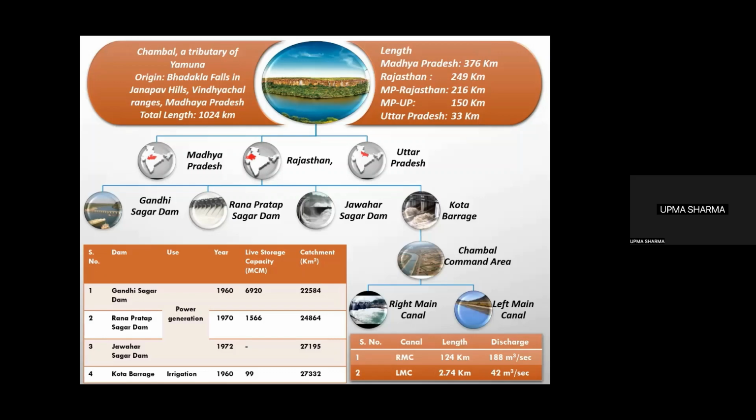The first three dams are used for power generation. The last, Kota Barrage, is used for irrigation, and it supplies water to the Chambal command area. It has two main canals: the right main canal and the left main canal. The right main canal's total length in Rajasthan is 124 kilometers with a design discharge of 188 cubic meters per second, and the left main canal's length is 2.74 kilometers with a design discharge of 42 cubic meters per second.